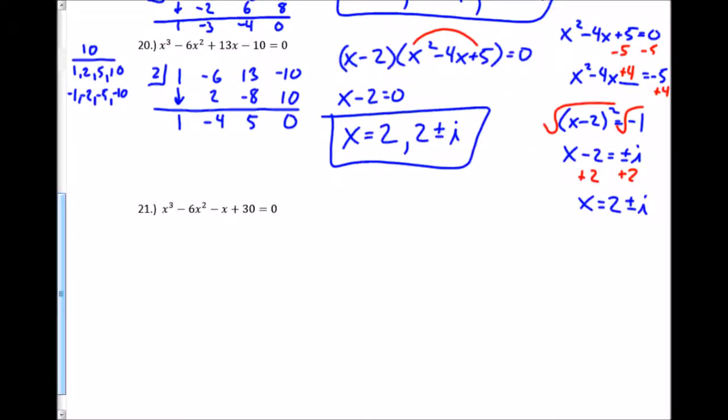In this last one, this time I'm looking at factors of 30. And there's a nice, healthy list of these. 1, 2, 3, 5, 6, 10, and 30. And then, of course, the negative versions of each of those. So I just start off taking some guesses. Maybe I'll try something like a negative 2 again. The 2s seem to be working for me.